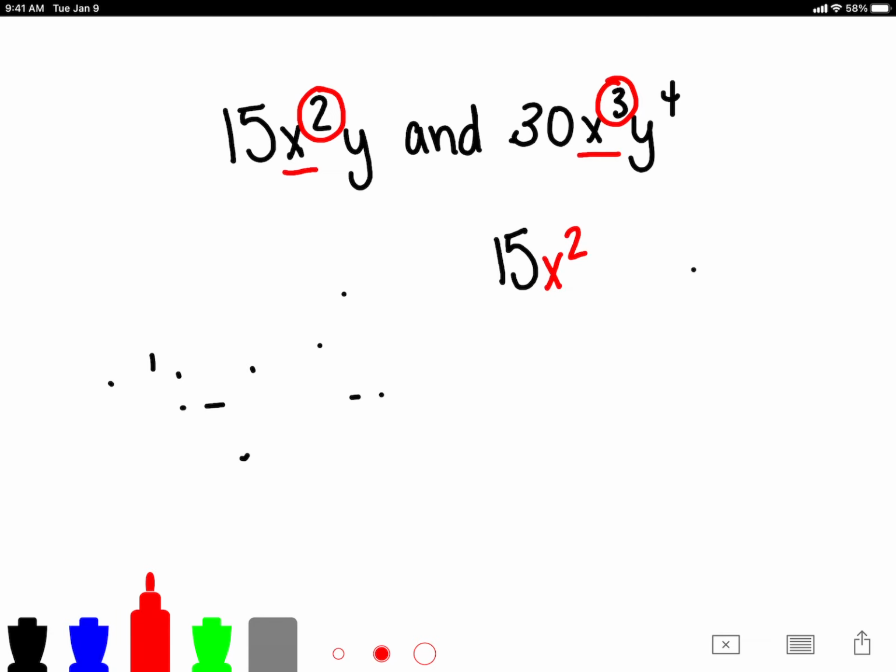Then I would do the same thing with the y's. They both have a y. This one has an invisible 1 for the exponent, and this one has a 4. So the smallest one is y to the first power, so I'm just going to use the y. So this is my greatest common factor. If you have variables, make sure you take the variable that has the smallest exponent. And the GCF includes a variable only if both terms have it.